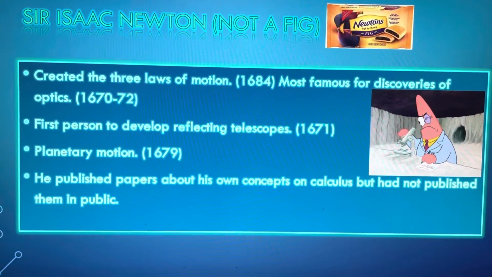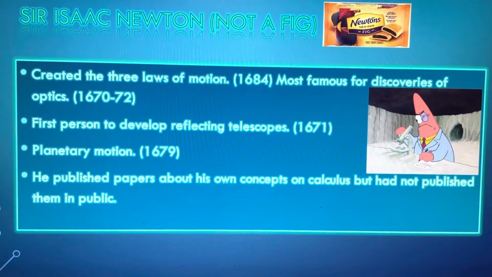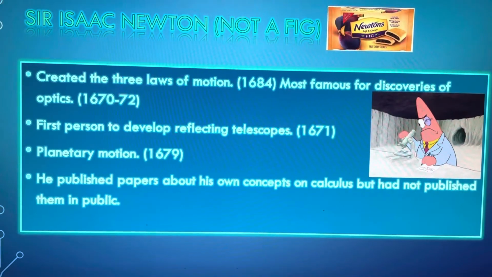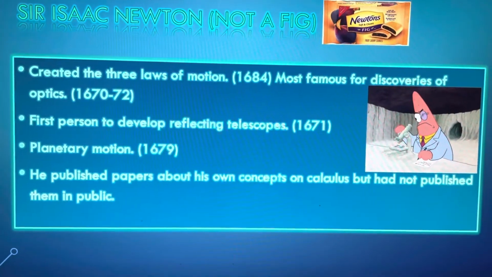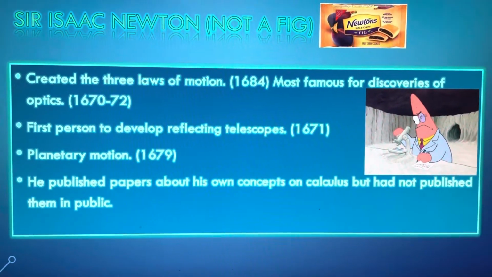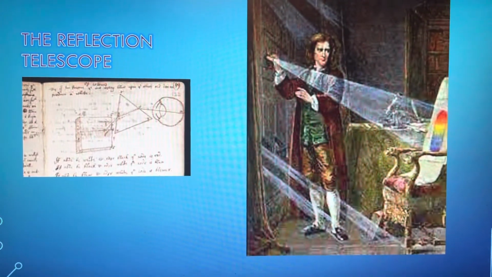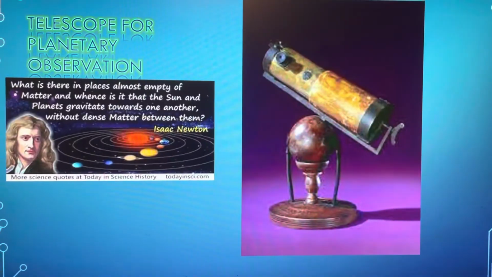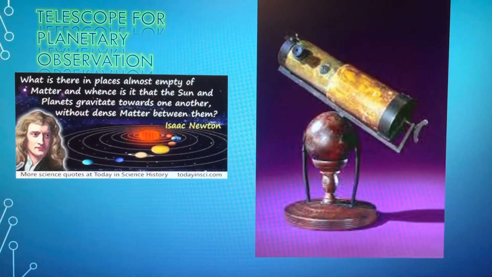After this, Isaac started to be distressed about his work being plagiarized by others and never announced his calculus concepts publicly. It was when he died, a decade or two later, that his work became public. So this is the reflection of the telescope. This is also a telescope for planetary observation.